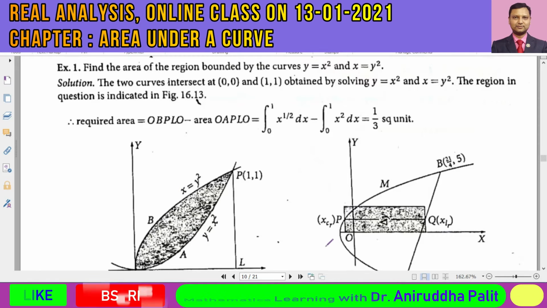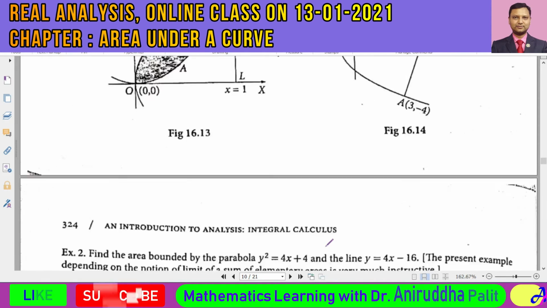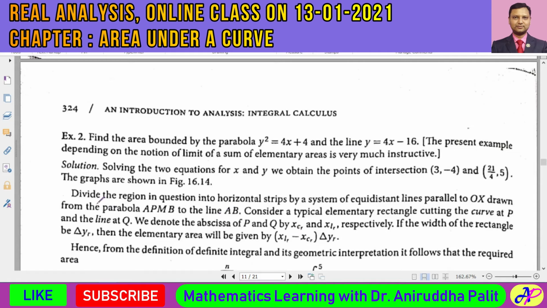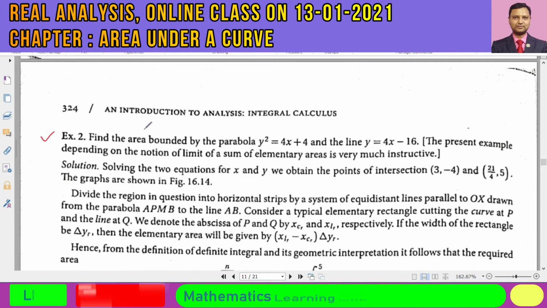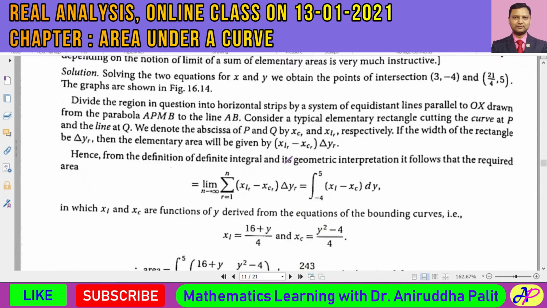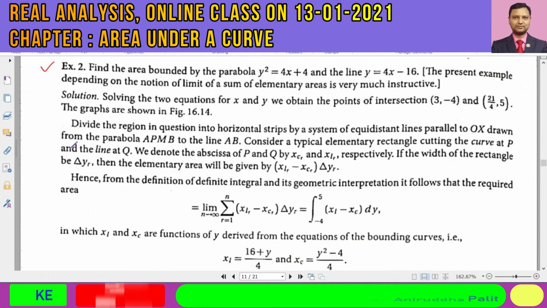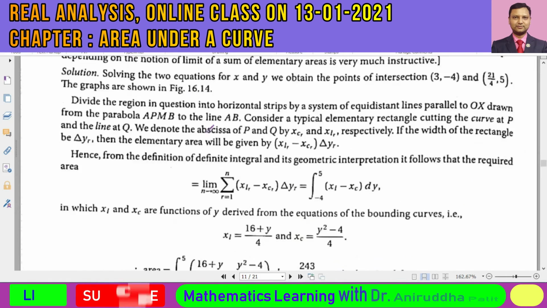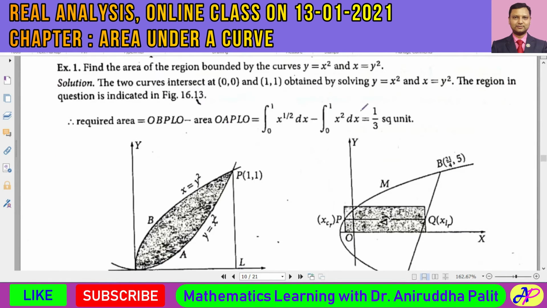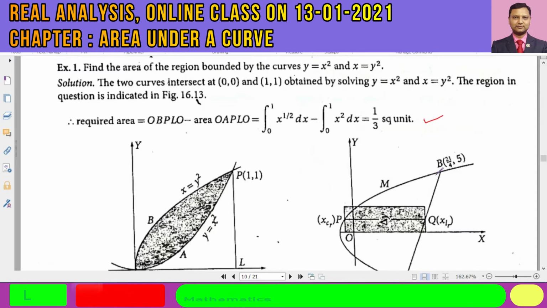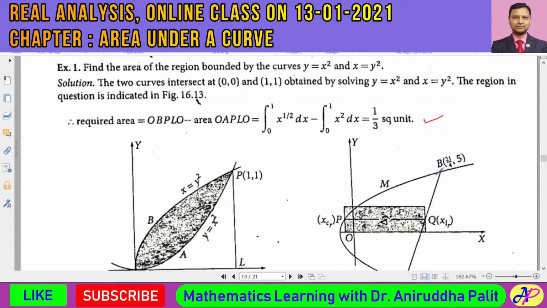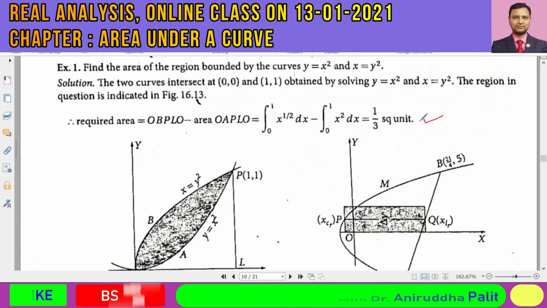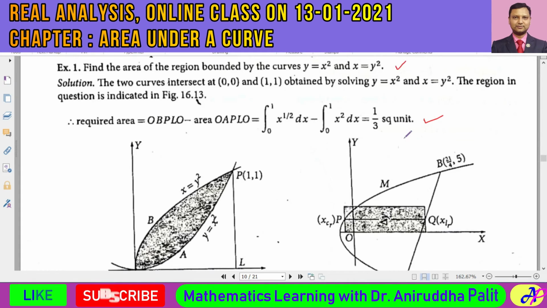Similar such other examples are also given. You can go through these examples, say example number 3, though it is a bit difficult. A few more examples are also there, but this kind of example is very easy, and these are ideal for selection for the exam. So if this kind of easy example comes in the exam, please don't skip these questions.